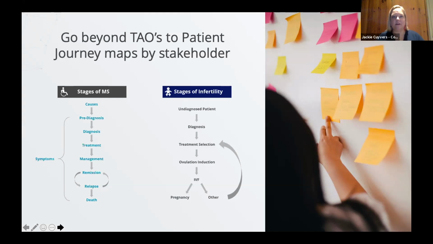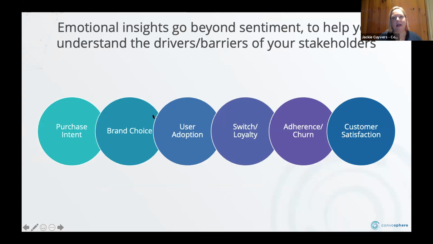So that's really good in helping you understand the journey that the different stakeholders are experiencing, but it doesn't help you go to the depth of insight that you need to make really strategic data-driven decisions. And understanding the emotions that patients are experiencing along that patient journey helps you understand what can have an impact on not just the patient experience, but things like adoption of treatments, switching between treatments, becoming non-adherent.